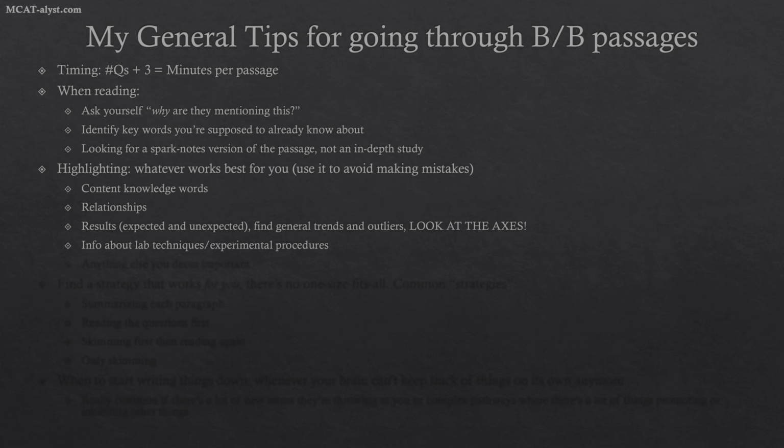Sometimes they'll give you specific info about the lab techniques or experimental procedures that they use, like maybe mentioning that the study was a double blind or something like that. There's probably a reason that the makers of the MCAT included that sentence. Maybe they're going to ask you about what a double blind is later in the question. Or maybe they'll mention that they did SDS-PAGE or something along those lines. So highlighting stuff like that just makes it harder for you to miss that information.